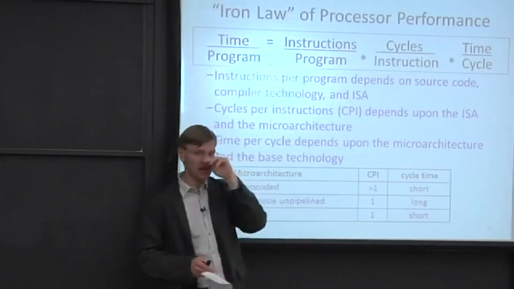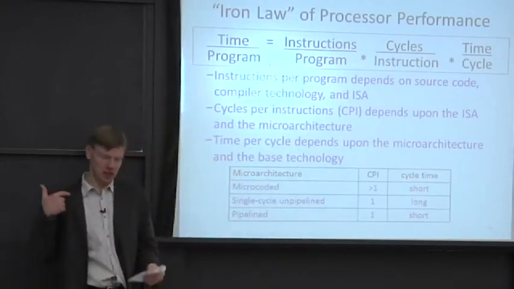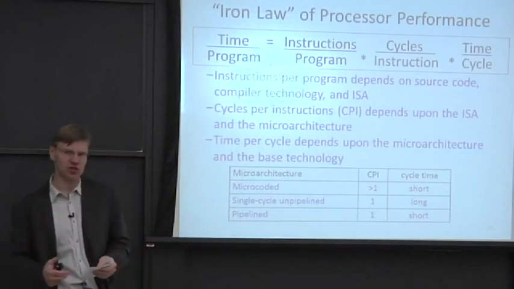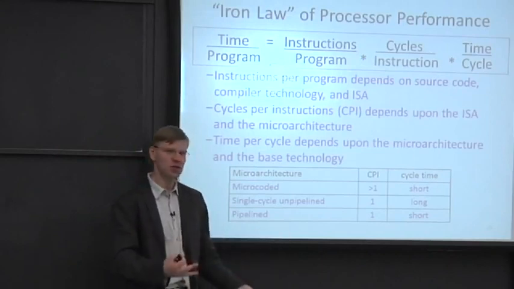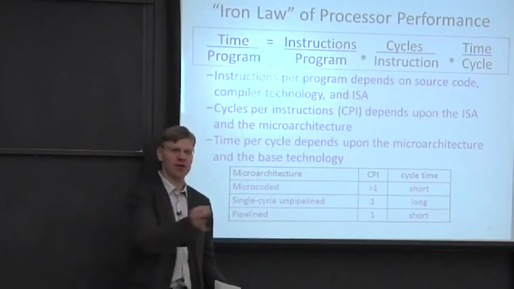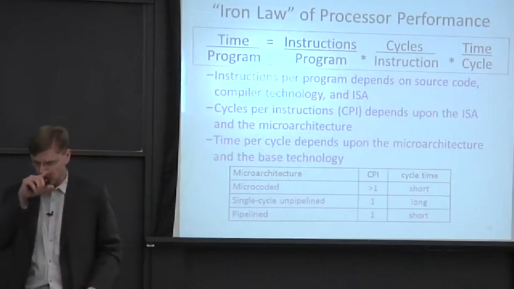And then finally, time per cycle. This is dependent on your technology, or rather the implementation technology, or the transistor and device technology. If you have faster transistors, that will go down. It's also dependent on your microarchitecture. If you pipeline deeper, you can decrease the time per cycle.